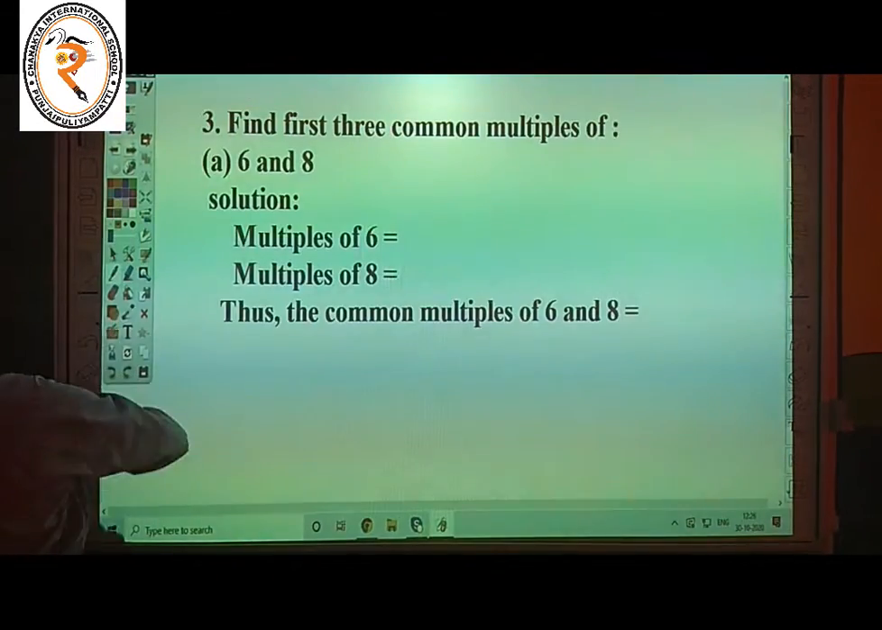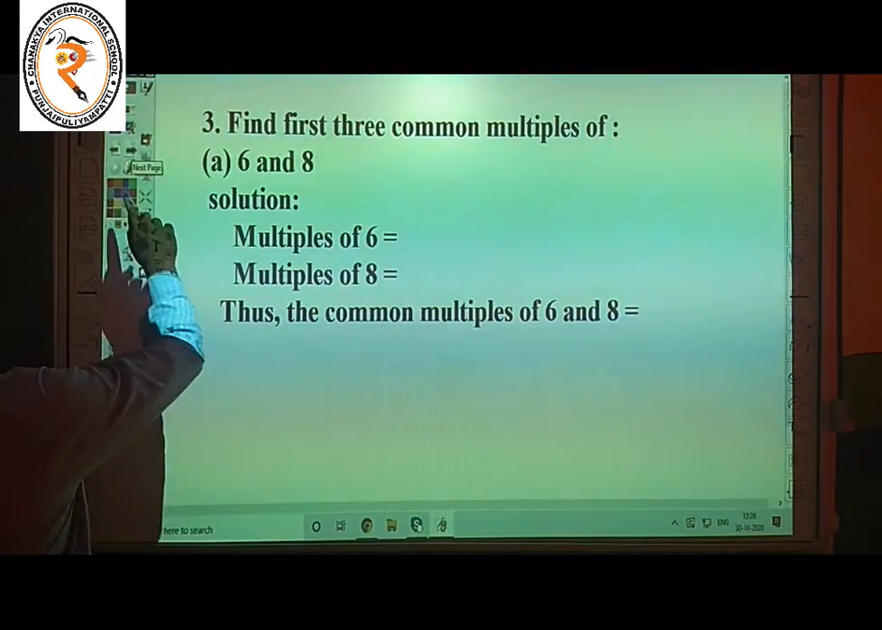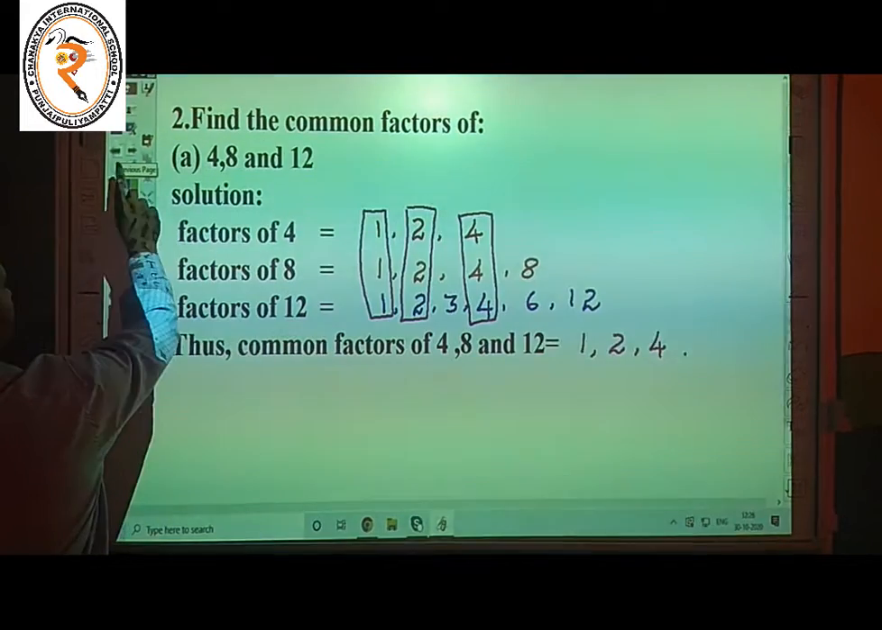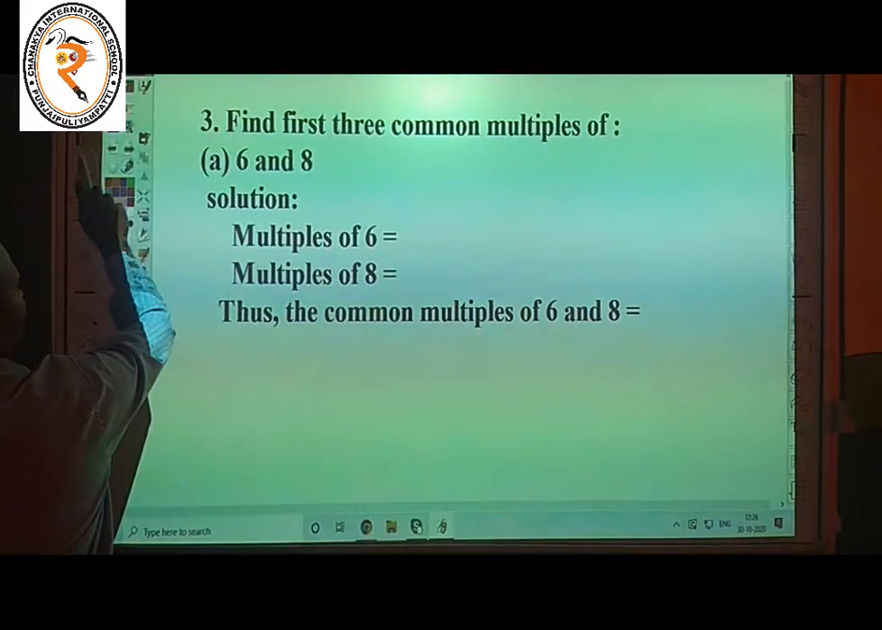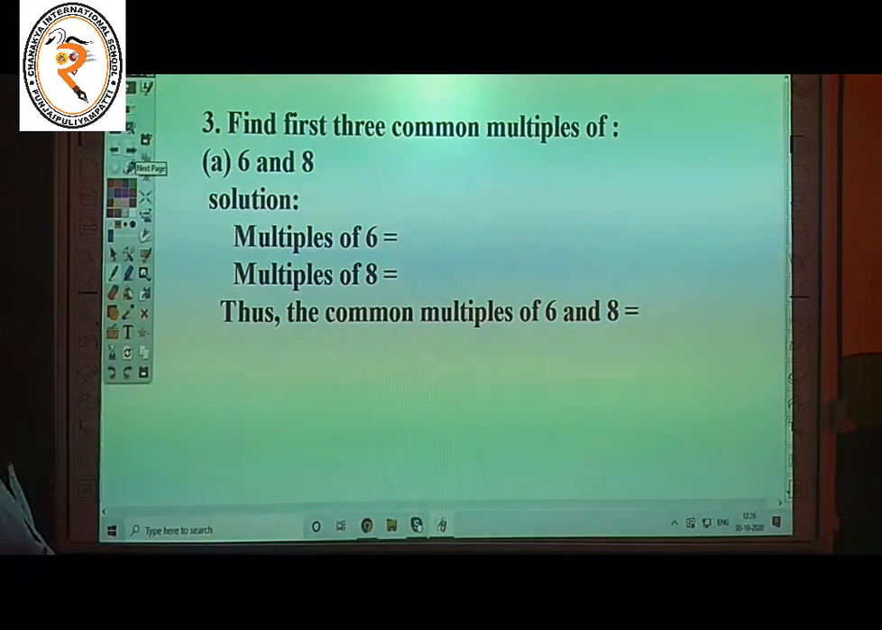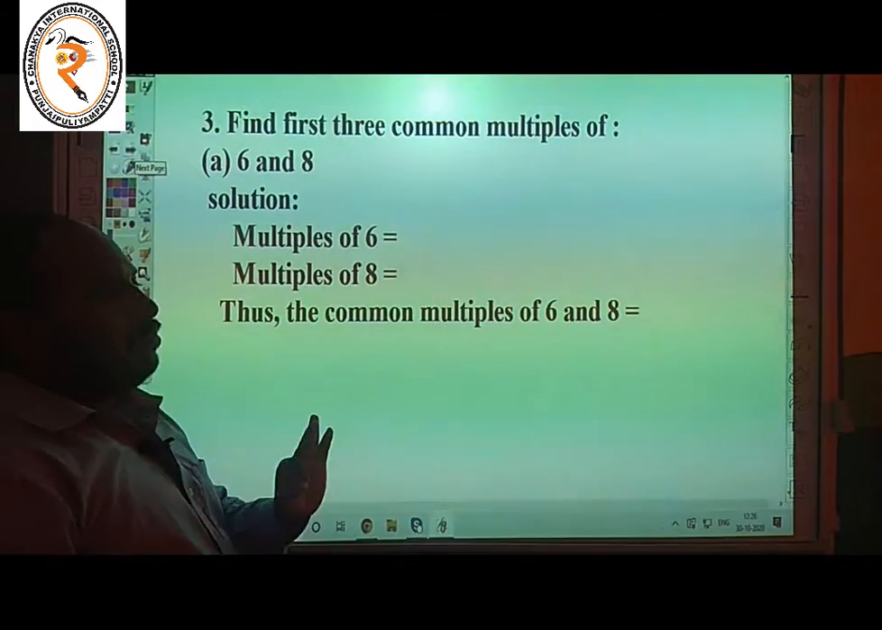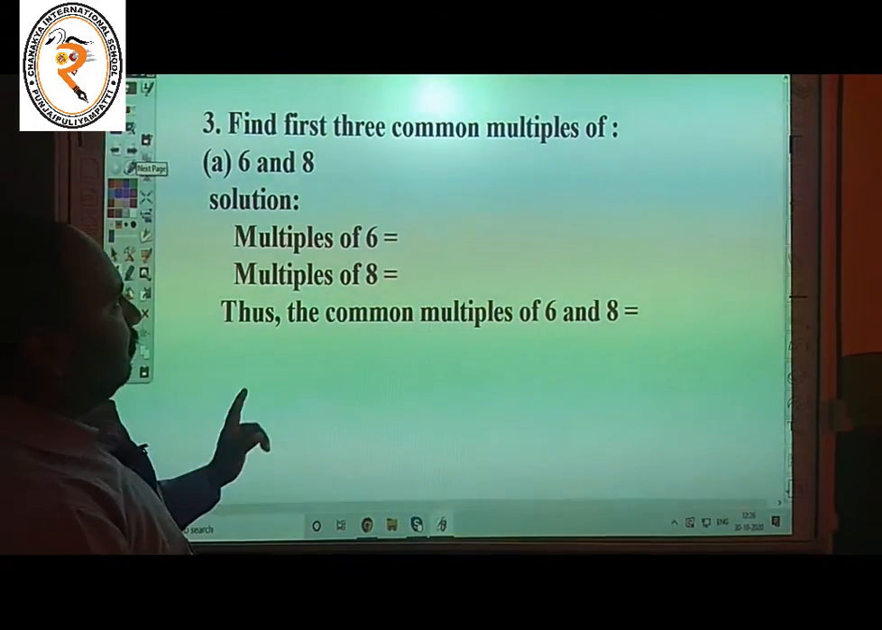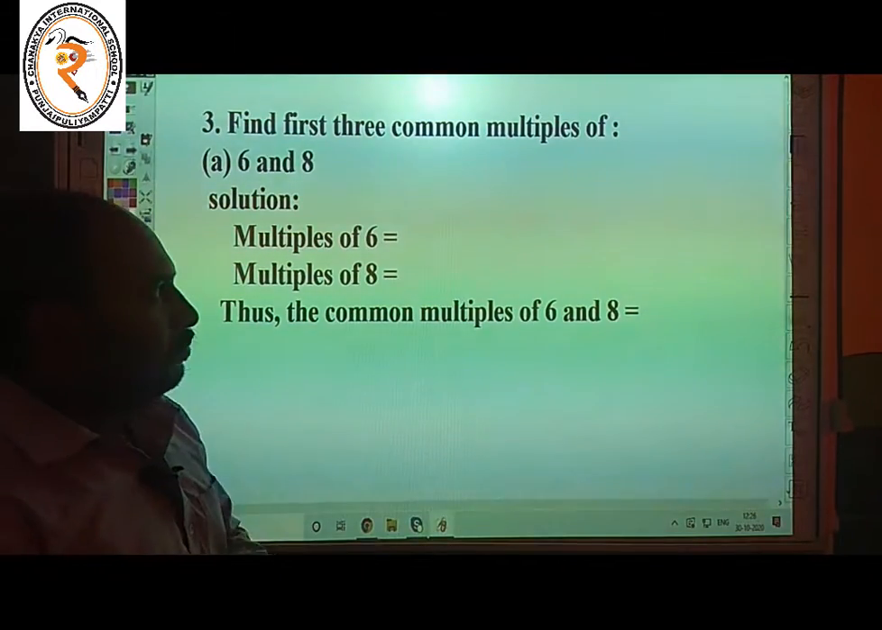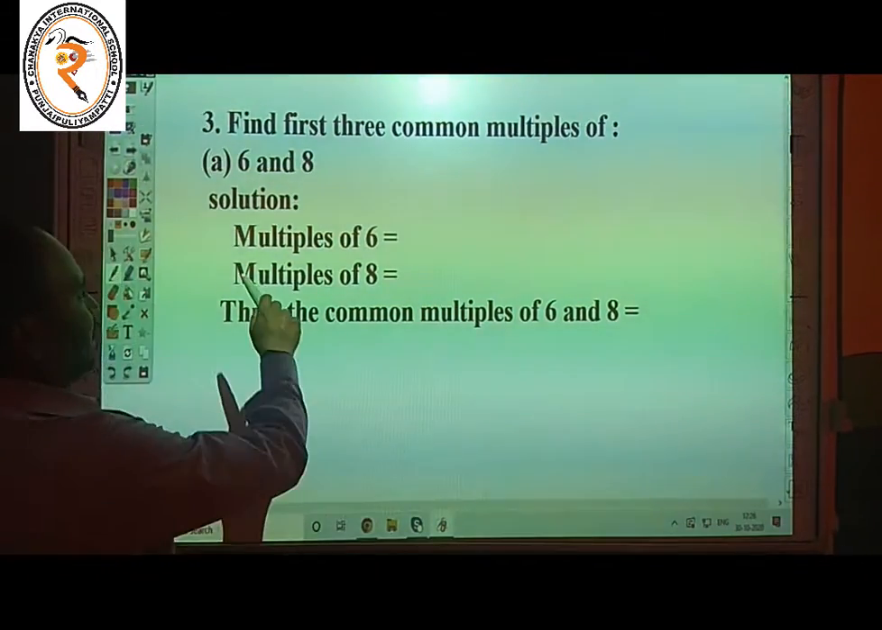The next one, B part. Next one, question number 3. Find the first 3 common multiples of 6 and 8.